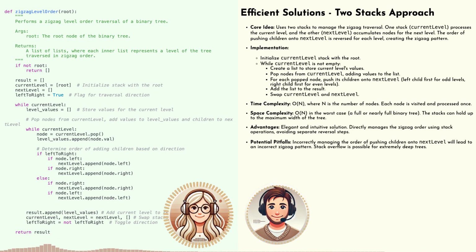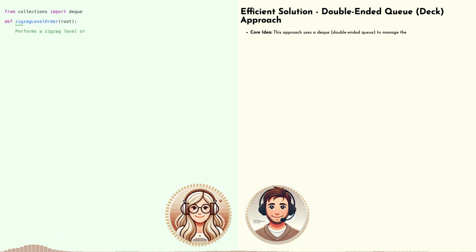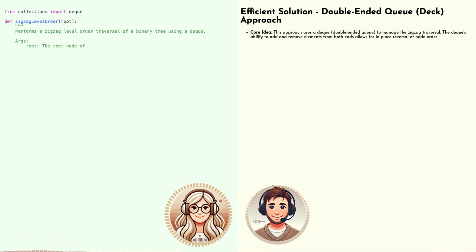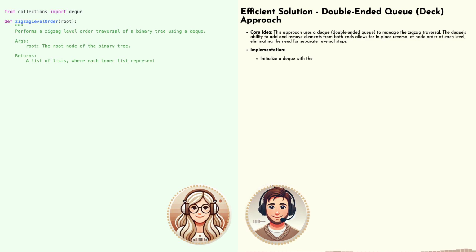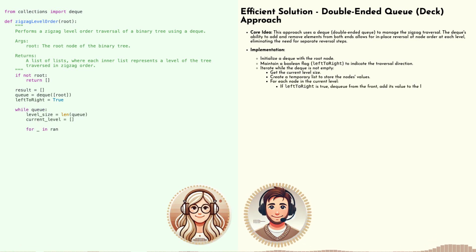Now, are you ready for a slightly more advanced approach? Oh yeah, bring it on. It involves a data structure called a deque, or a double-ended queue. Ooh, a deque. I've heard of those, but I haven't had a chance to use one in a real problem yet. How does a deque help us with this zigzag traversal?